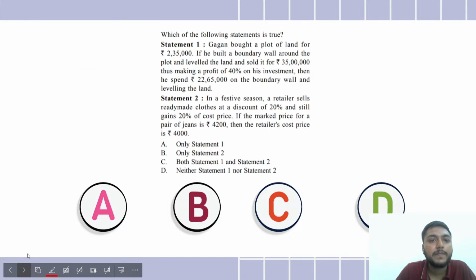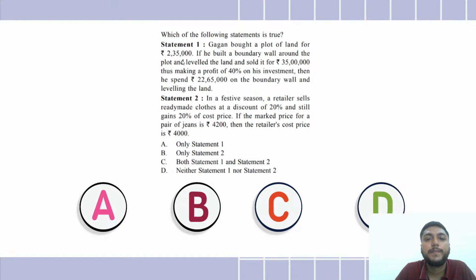Let's move towards the next question. Which of the following statement is true? Gagan bought a plot of land for 2,35,000 rupees. Right? He bought a plot of land for 2,35,000 rupees. So this is CP. If he built a boundary wall around the plot and leveled the land and sold it for 35 lakh rupees. This is SP. Right, students? And thus making a profit of 40%. We have to find out whether statement 1 is true or statement 2 is true or both of them are true or both of them are false.